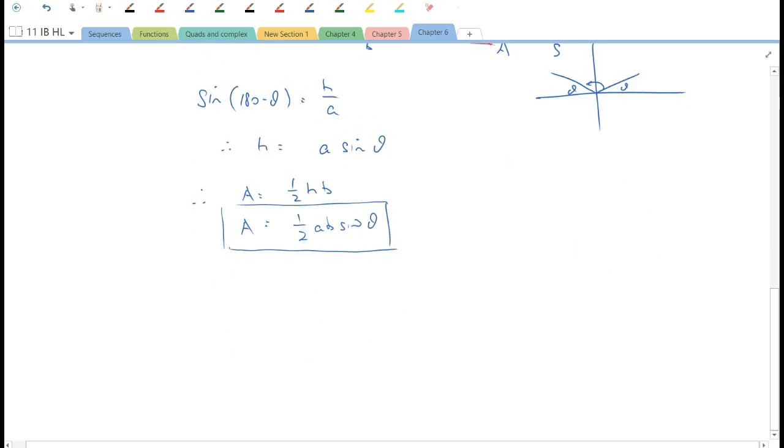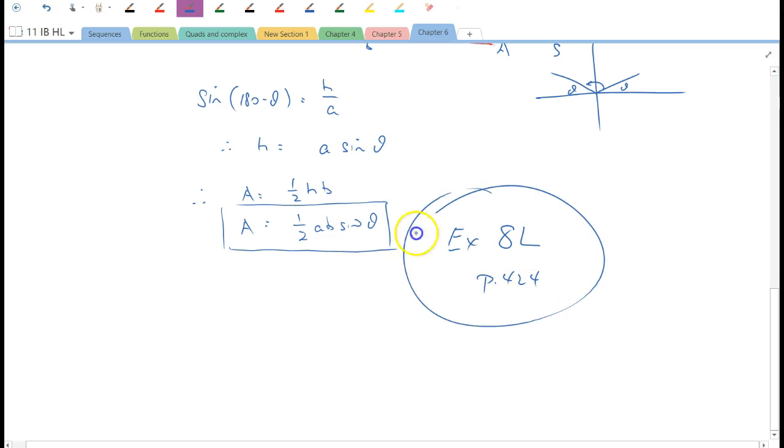So we can do some questions now. That's the last exercise, exercise 8L, and that all begins on page 424. So that's Friday's work. See you then.